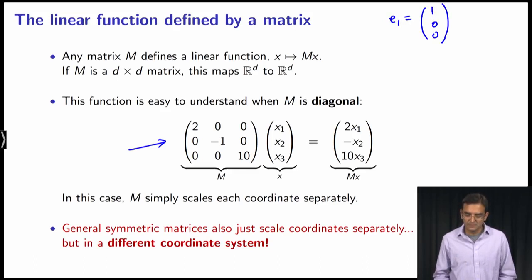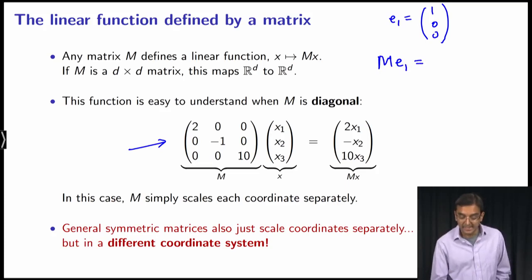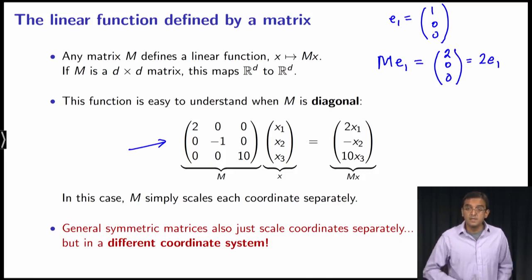So what happens when we apply M to E1? Well, we simply double that first coordinate, so we get twice E1. In other words, M sends E1 to another vector in exactly the same direction. It does not bleed into other directions. And that's why things are so simple.